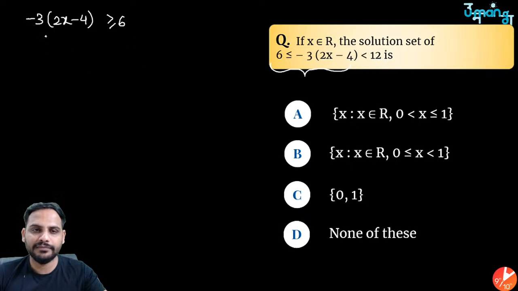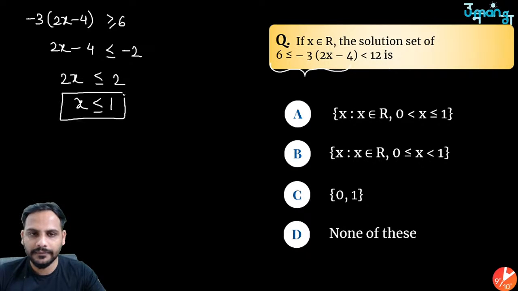So I will shift minus 3 over there. So 2x minus 4, if I am dividing by minus 3, the sign will change. 6 by minus 3 is minus 2. Sign has reversed. Shift minus 4 over there. So 2x is less than or equal to minus 2 plus 4, which will become 2. So x is less than or equal to 1.